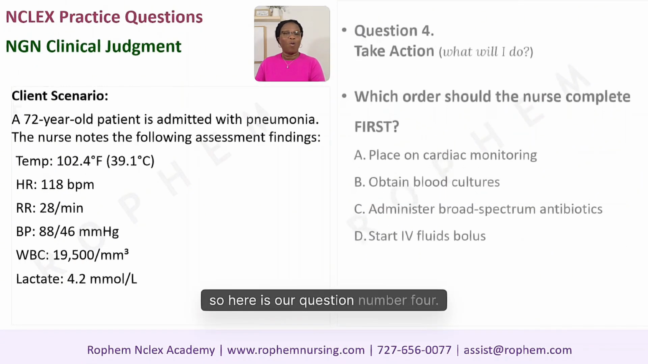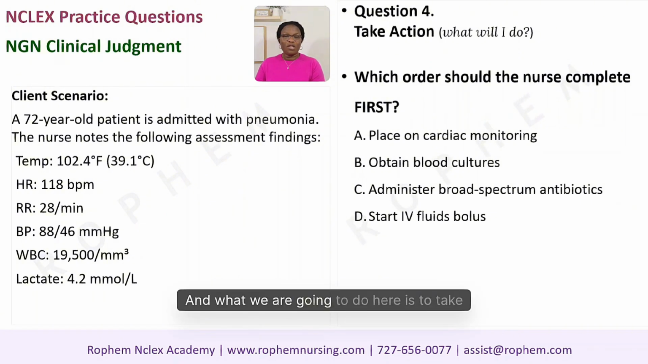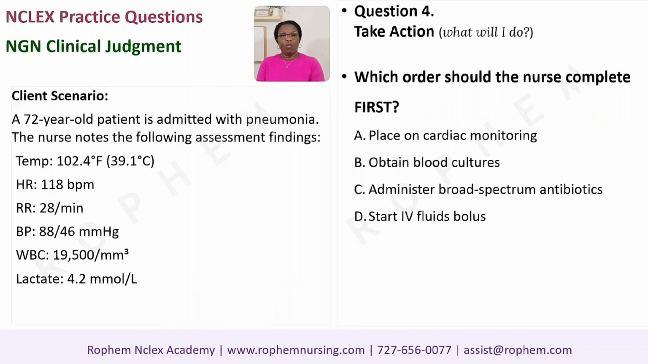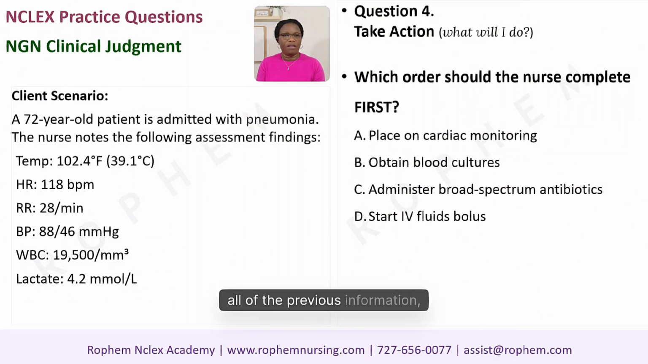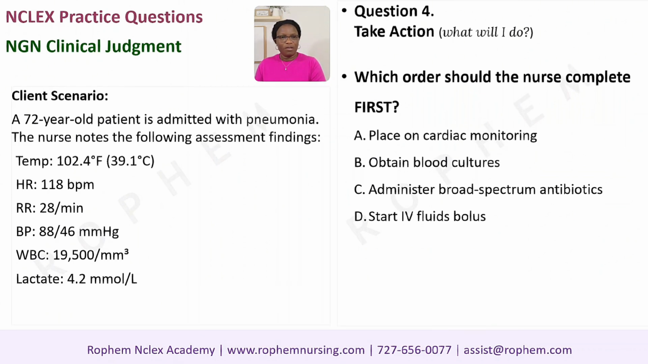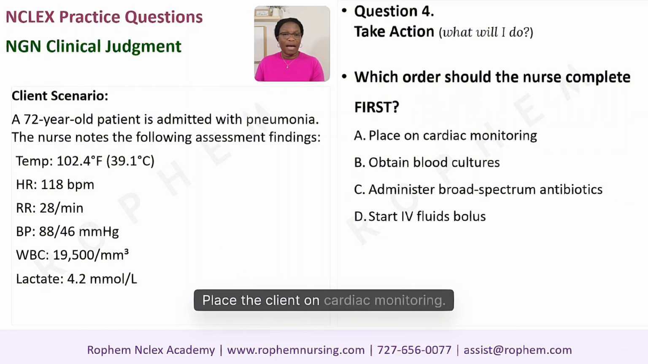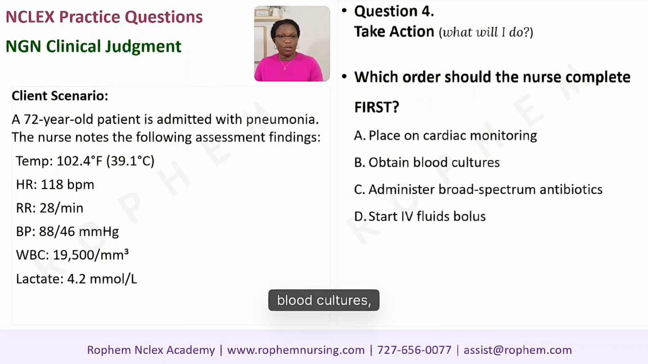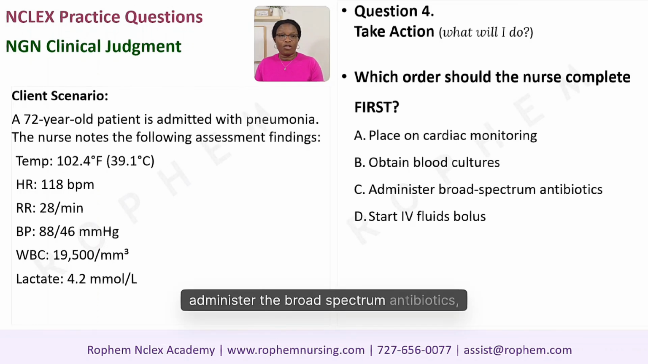Okay, so here is our question number 4. And what we are going to do here is to take action. We are still looking at the same case study, the same patient with pneumonia. Now, we've already found all of the previous information. So now it is time for us to take action. Which order should the nurse complete first? So take a look at all of this. Place the client on cardiac monitoring, obtain blood cultures, administer the broad spectrum antibiotics, or start IV fluid bolus. So which of them do you think will be the first thing for you to do as a nurse?